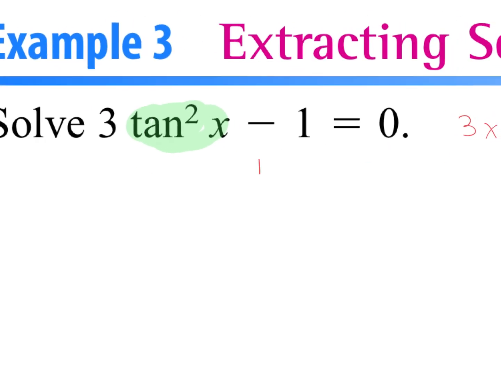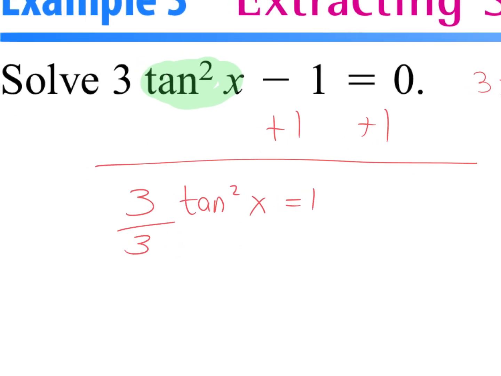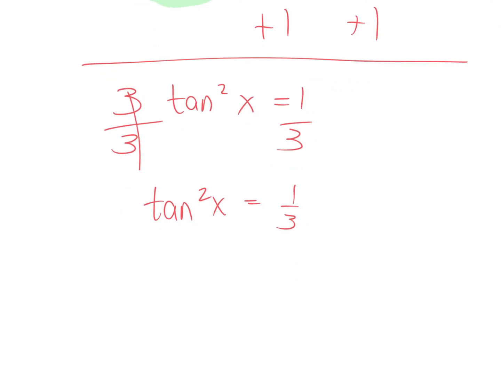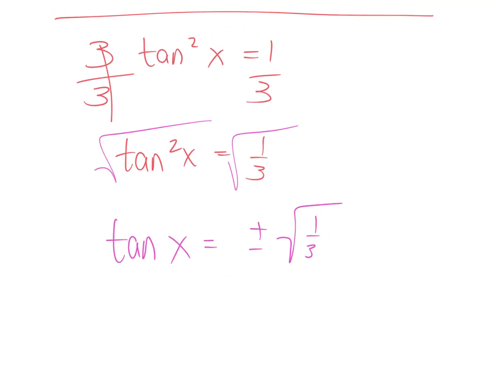I'm going to add 1 to both sides. So I have 3 tangent squared x equals 1. We're going to divide by 3. So I have tangent squared x equals 1 over 3. And then what did Max say to do? Take the square root. When you guys take the square root, what goes in front of your answer? Okay, so tangent x equals plus minus square root of 1/3. Is that all right? Okay, so let's simplify.